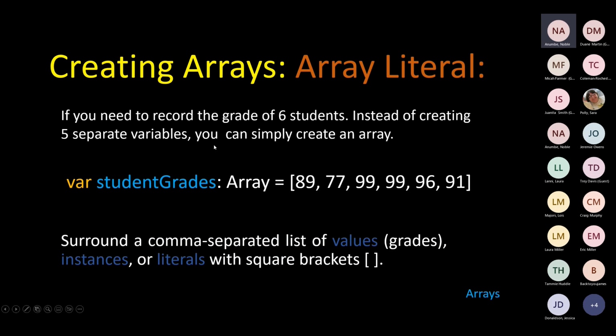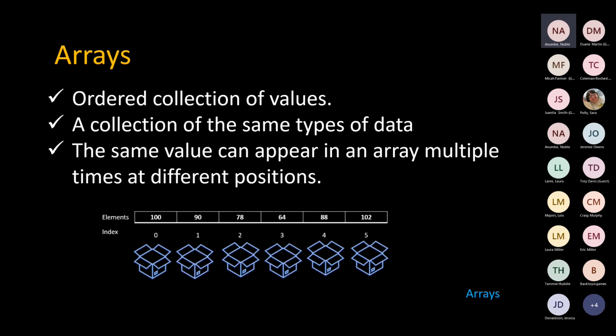And then this is me trying to explicitly define an array, colon, array equals this, and I have a specific feature of an array: square brackets, and then you have your commas after each item or element. That's literally what an array is. And the other thing is the same value can appear in any array multiple times at different positions. So I can have 78 five times and they are going to appear as is.